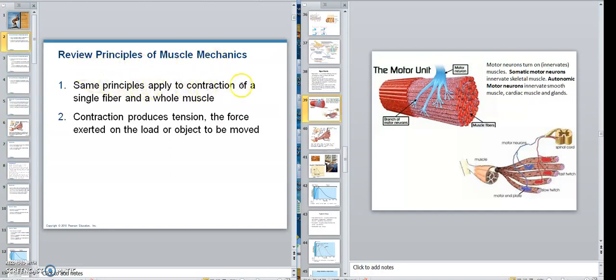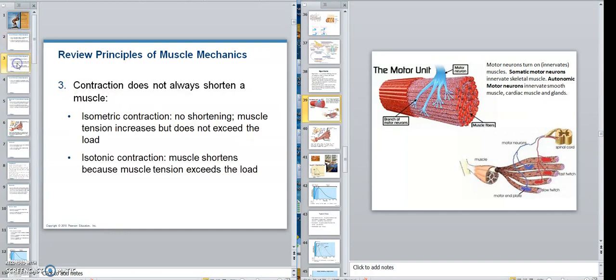The same principles apply to contraction of a single fiber, which is one muscle cell, and a whole muscle. In other words, the same principles that apply to one cell apply to the whole muscle. Contraction produces tension, the force exerted on the load. Tension is that force exerted. Contraction does not always shorten a muscle.